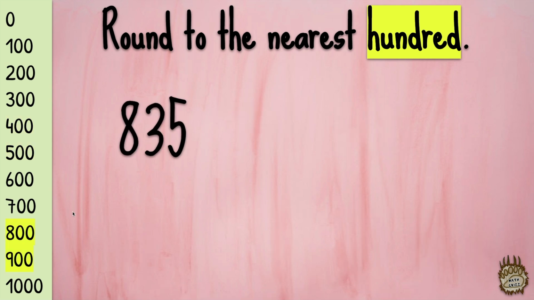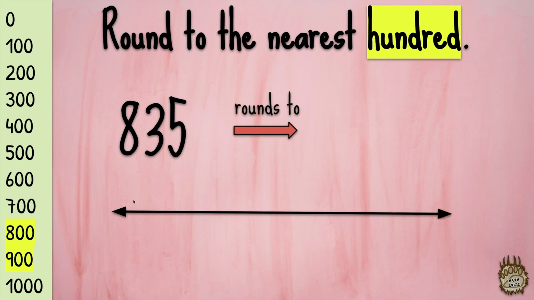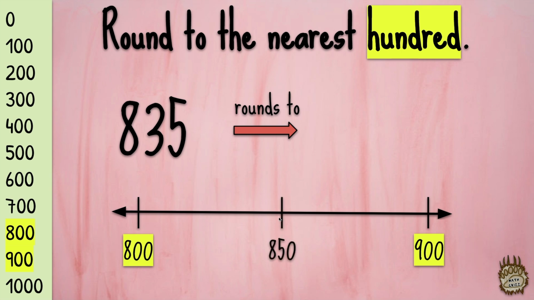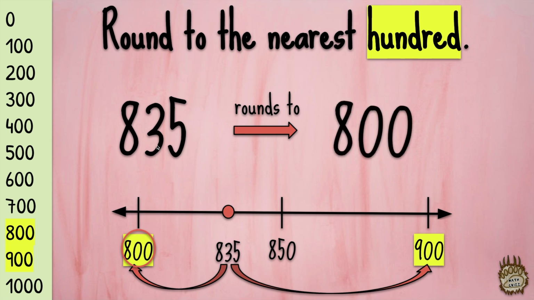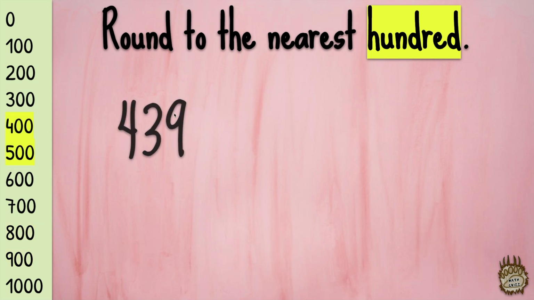835. 835 falls between 800 and 900. Let's make a number line. 800, 900. Halfway is 850. 835 is going to be less than 850 because we have 35 here and 50, so it's less. So is 835 closer to 800 or is it closer to 900? It's closer to 800. So when we round 835 to the hundreds place, we get 800.